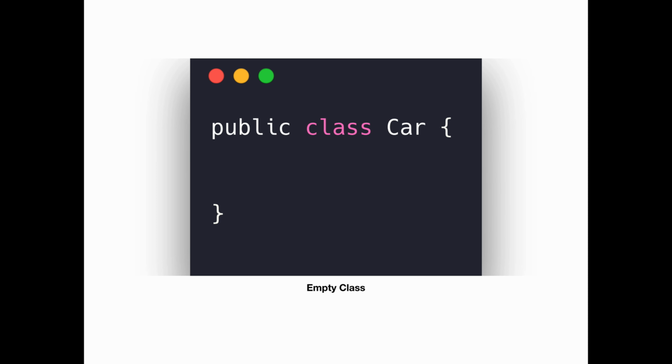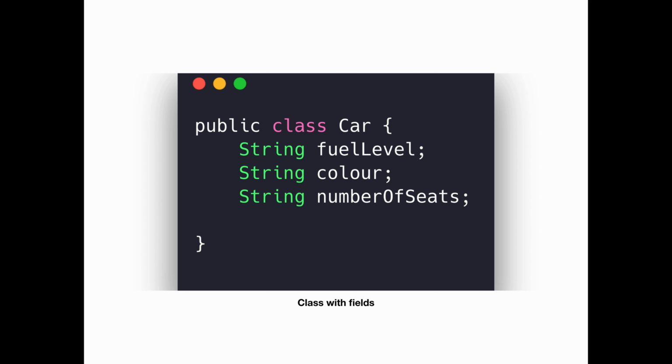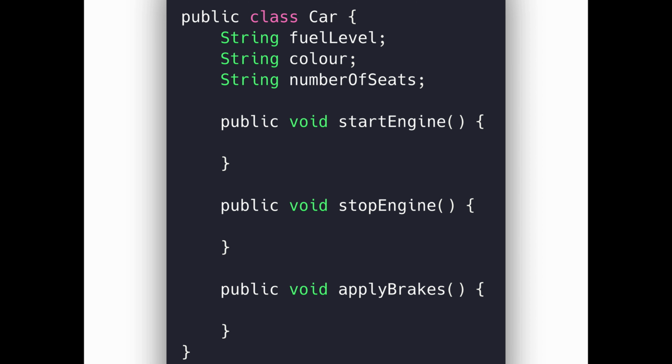So you have public class car. Now, we need this car design to state some characteristics so that anytime we're creating a new car, it should have specific fields and methods. So you have fuel level, color, and number of seats. It has the fields. What of the methods? So let's create and add these methods to it.